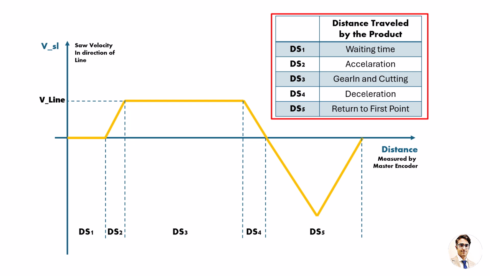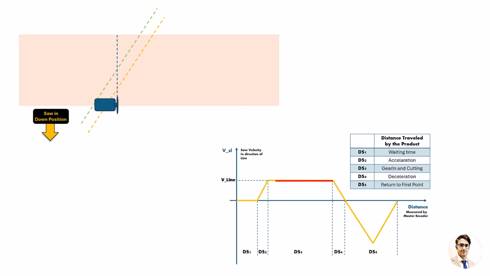To simplify, let's focus on the moment the saw makes contact with the product. At this point, its speed should already match the product line velocity. The saw continues cutting until it passes the product's edge, then slows down to a stop. After stopping, it returns to the starting position. The final step is waiting and preparing for the next acceleration, with the waiting time depending on the product length, which will be calculated.